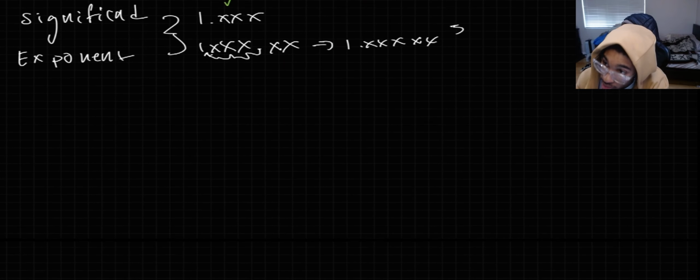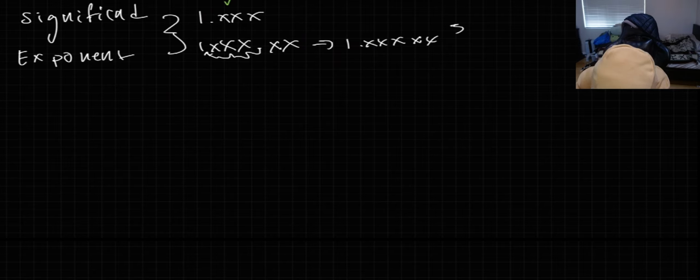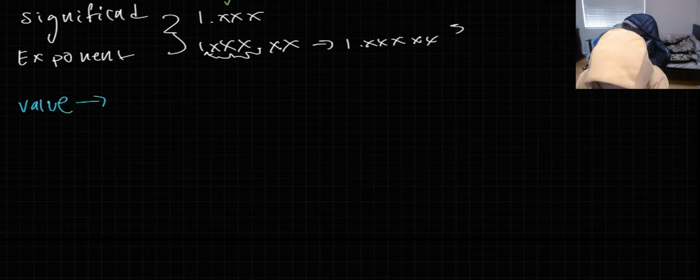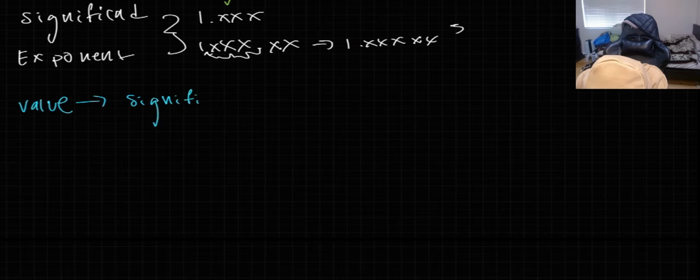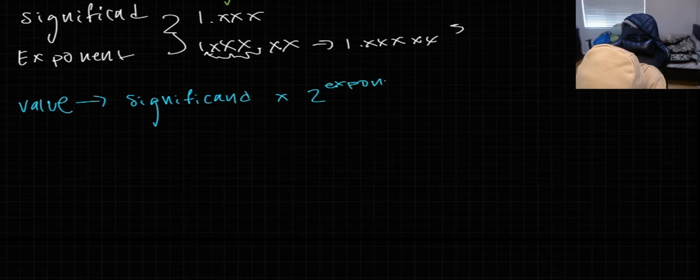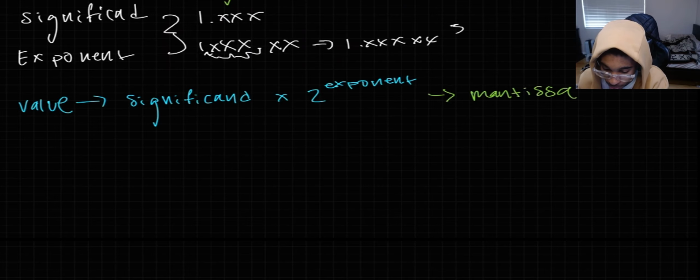And then the fundamental representation of a floating point number can be evaluated to the significand times 2 to the power of the exponent. And this is also what's known as mantissa, I believe. And this is how floating points are evaluated.